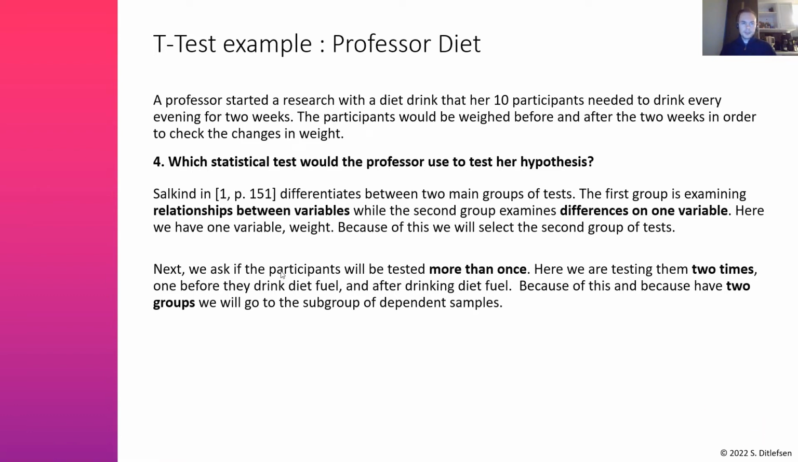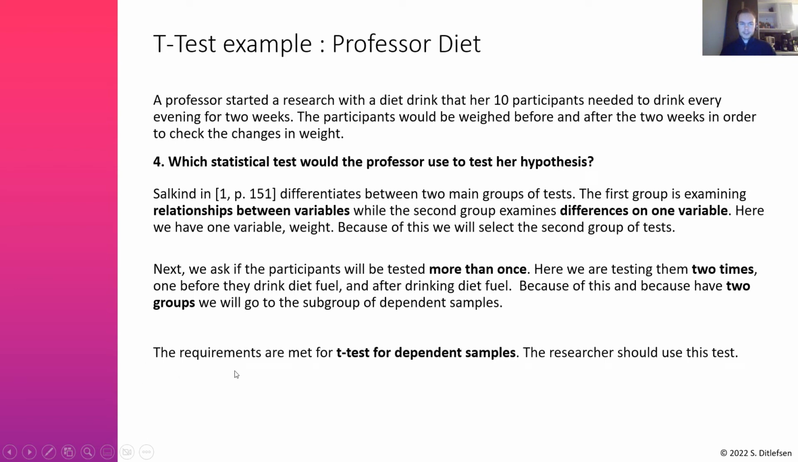Next, we will ask if the participants will be tested more than once. Here we are testing them 2 times: one before they drink the diet drink and one after drinking it. Because of this, and because we have 2 groups, we go to the subgroup of dependent samples. The requirements are met for the t-test for dependent samples. The researcher should use this test. So we have a t-test for dependent samples.